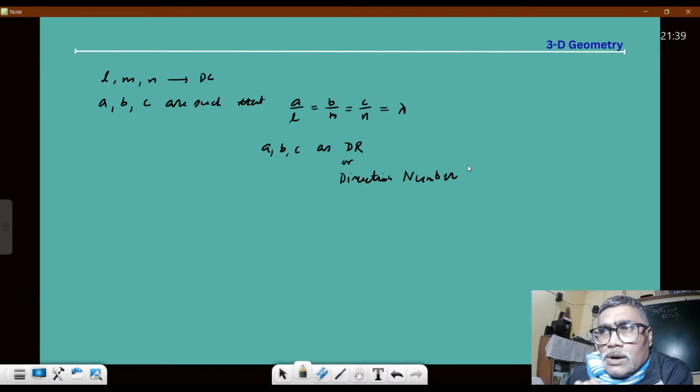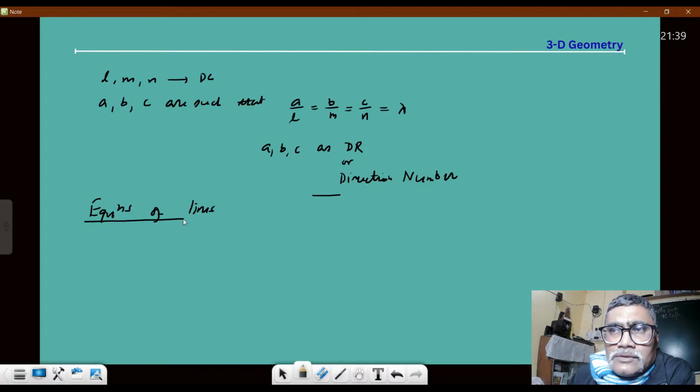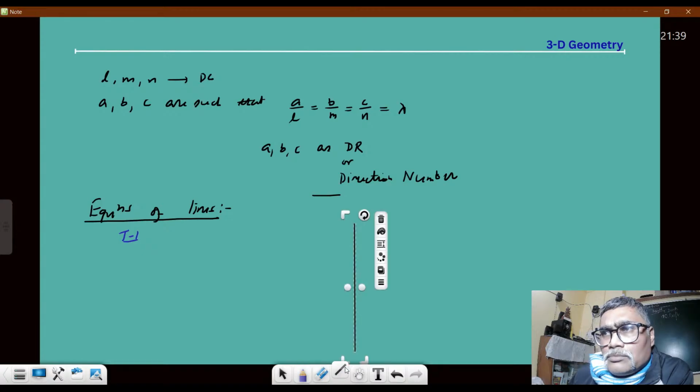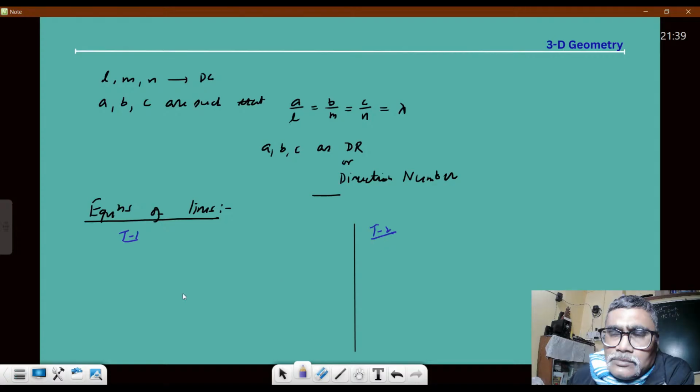Okay. Once we are done with this, we immediately get equations of a line. So there are basically two types of lines. There are only two types in your syllabus. For convenience, I am writing one type here and the other type here, so that if you compare side by side, it will be easy for you to remember. Type two. In type 1, what happens?